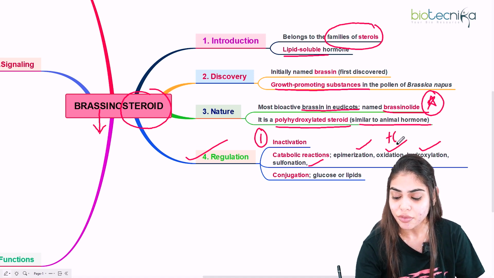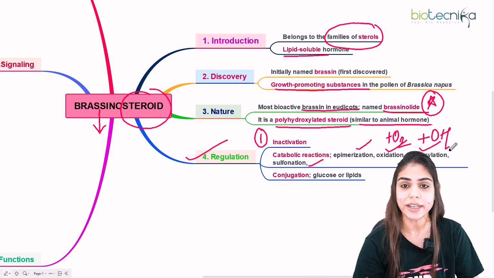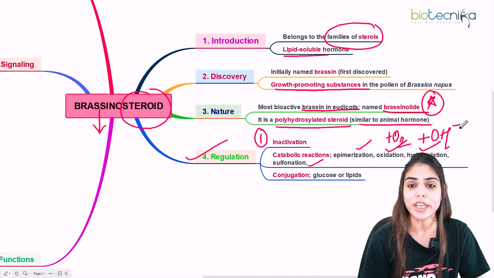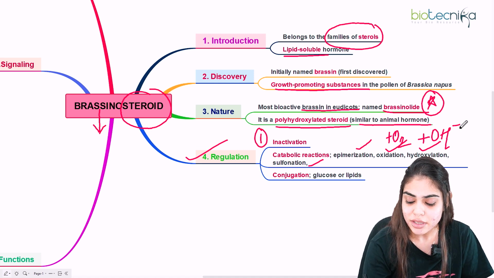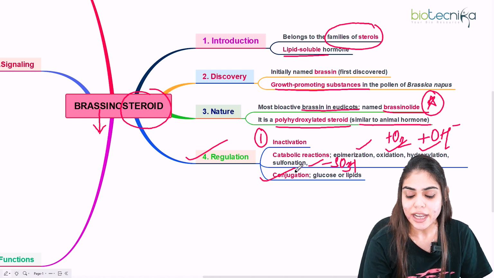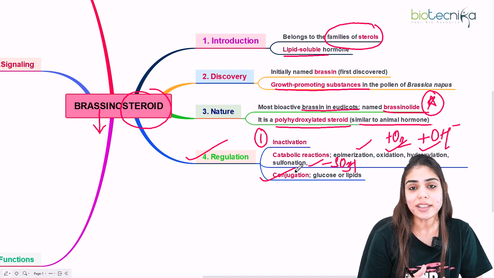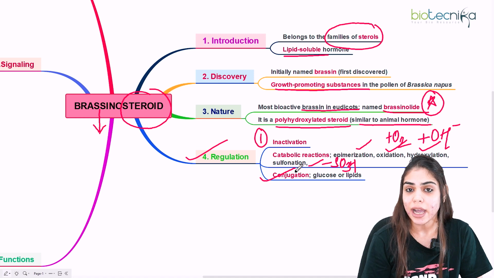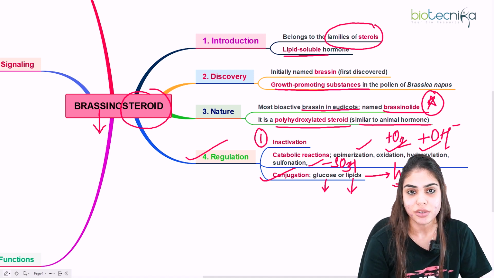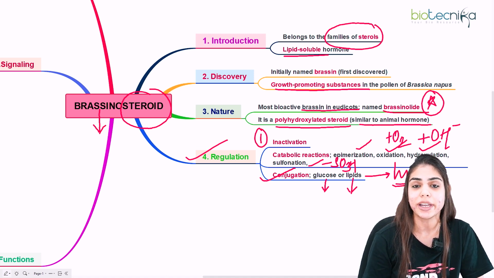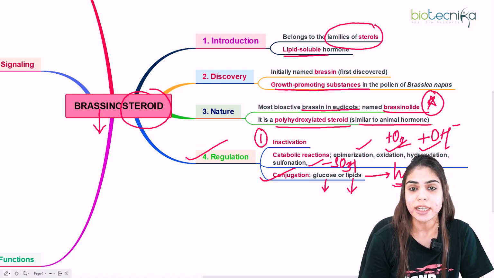What is oxidation? Oxidation is the addition of oxygen. Hydroxylation is the addition of a hydroxyl group, that is the OH negative group, whereas sulfonation is the addition of sulfonic acid to the structure of brassinosteroid. Now, what's the formula of sulfonic acid? It is SO3H. And the third reaction is conjugation, where this brassinosteroid is conjugated to a hexose sugar like glucose or some kind of lipid, which results in the inactivation of brassinosteroid, and that's how this brassinosteroid is maintained at the optimal level in the plant cell.